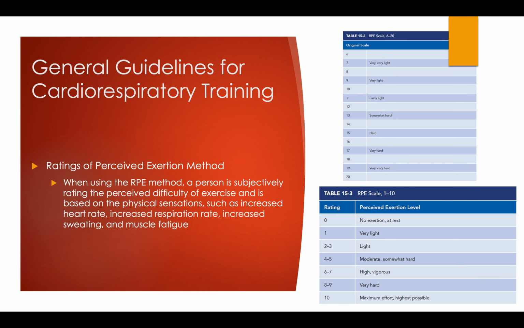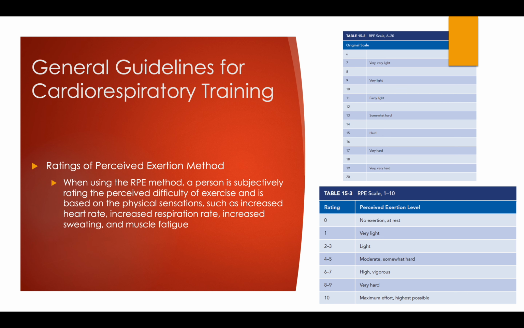The other method we covered before the talk test is the rating of perceived exertion. Here you can see the two models on the right-hand side. The RPE scale is 6 to 20, where a 6 means 60 and a 20 means 200 on your physical heart rate. But understand here, very hard is a 17. That means you'd be working at a 170 beats per minute heart rate, so that's a pretty intense type of movement.